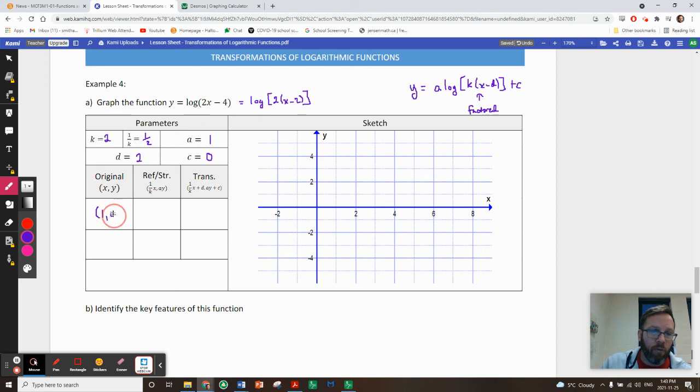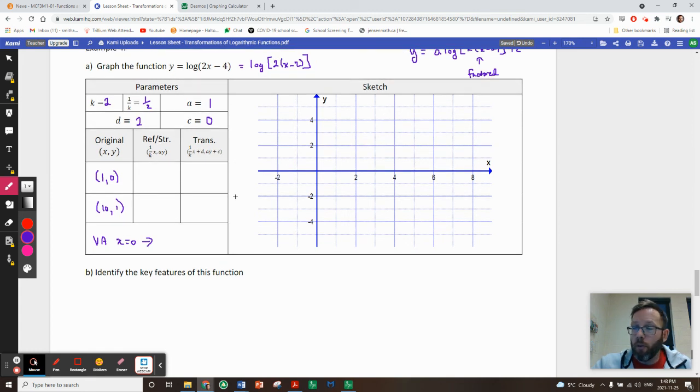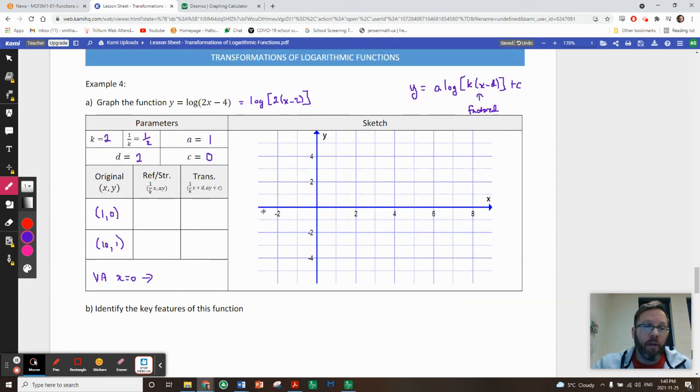So yeah, if you want to pause the video, can you take our anchor points and our vertical asymptote that's normally at x equals 0? Can you find those transformed points? Can you find the new vertical asymptote? And if there is an x-intercept and a y-intercept, can you find them? So yeah, pause the video and please give it a try.